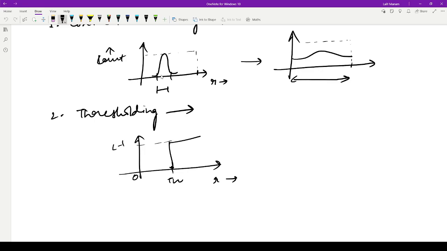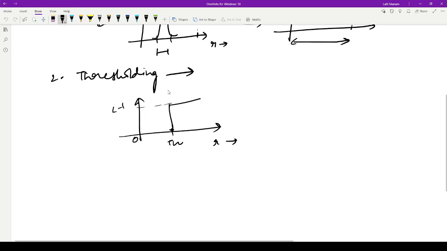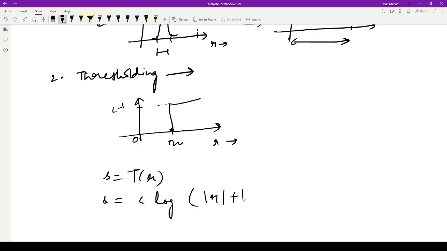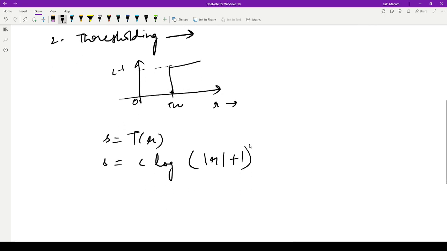So one specific transform which I thought I should discuss is this. All these transformations can be written as S equals T of R, where T is some transform, R is in the original pixel space, and S is in the new pixel intensity space. Given this, one of them was given as S equals C log of mod R plus 1. Can anyone tell why mod R?